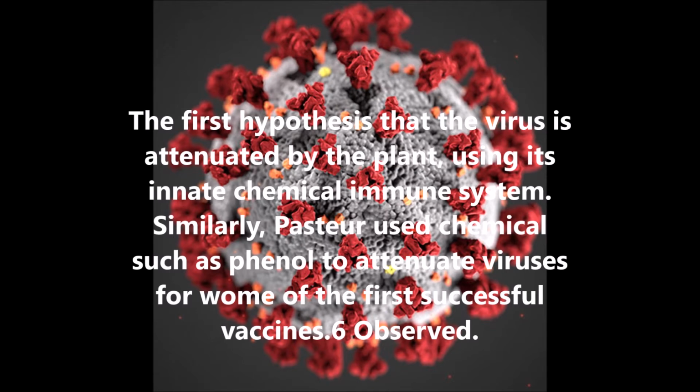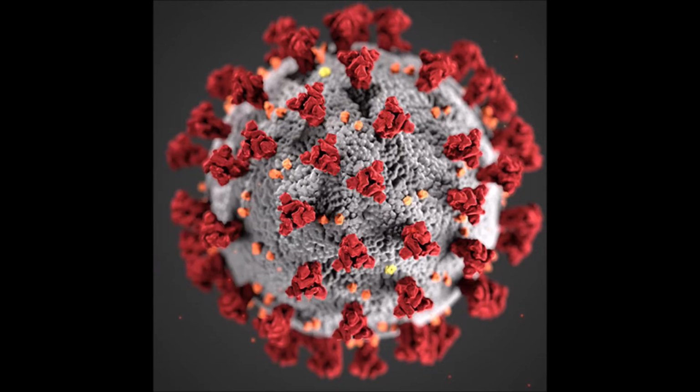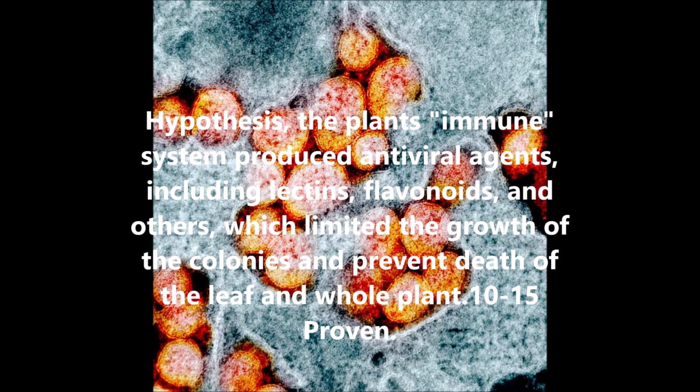Similarly, Pasteur used chemicals such as phenol to attenuate viruses and produce vaccines by that matter. The second hypothesis that the plant's immune system produced antiviral agents including lectins, flavonoids, and others, which limited the control of the colonies and prevented death of the leaf and the whole plant. And this was proven in our experimentation.